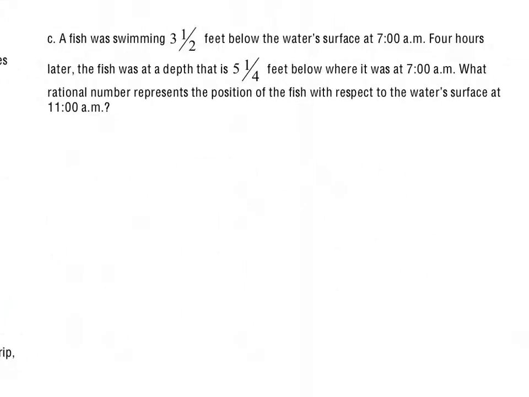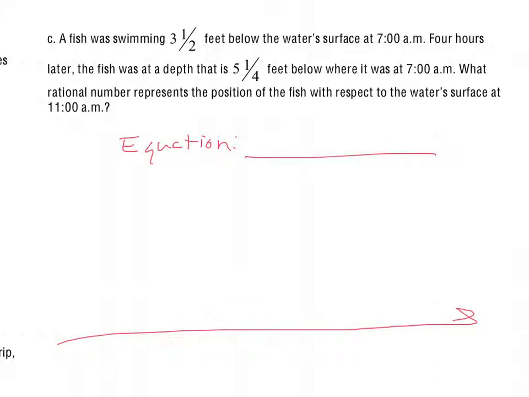Alright, finally we have a fish swimming 3.5 feet below sea level. 4 hours later, the fish was at a depth of 5 1/4 feet. What rational number represents the position of the fish with respect to the water's surface at 11 a.m.? Alright, so make sure that you draw or write your equation, and then create your number line.